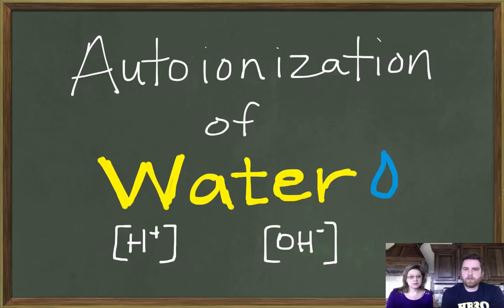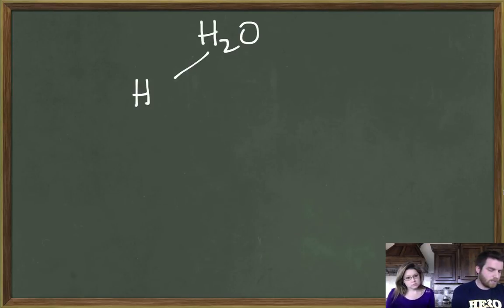All right, kids, so we're going to talk about the autoionization of water. So we're talking with hydrogen ions and hydroxide ions. Autoionization is kind of a weird word. If you think about the word autobiography, it's a biography that you write yourself. Autoionization is ionization that you do yourself. In this case, we're talking about water. So what water can do is it can partially autoionize into hydrogen ion and hydroxide ion.